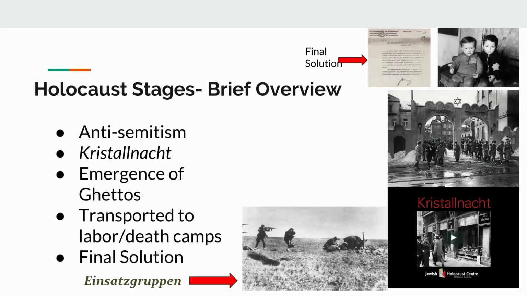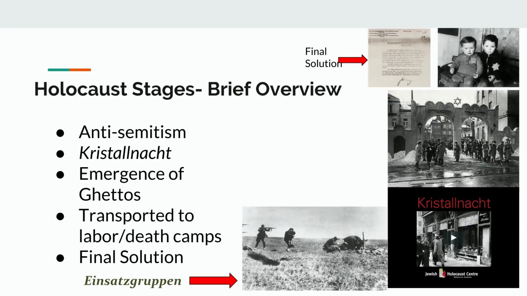The next word on there is Kristallnacht, and Kristallnacht was known as the Night of the Broken Glass. This is when the German Nazis actually went out and destroyed Jewish businesses. They destroyed Jewish synagogues, pretty much smashing all the windows, therefore, Night of Broken Glass. And it showed the violence that was going to take place and the hatred towards the Jewish people. So Kristallnacht, again, Night of Broken Glass, destruction of Jewish property, synagogues, and businesses.